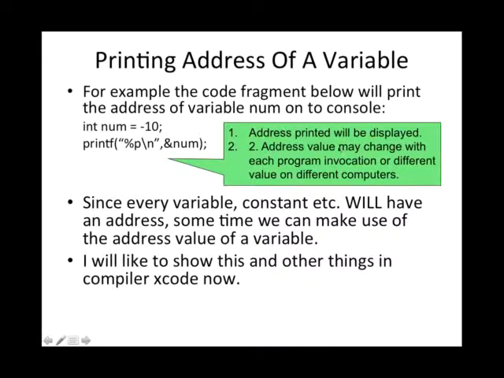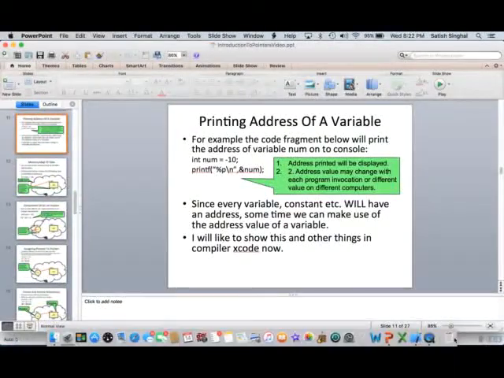And if you do that, address will be printed in hexadecimal, and operating system simply guarantees to you that when this variable is created, an address will be assigned. It doesn't guarantee where it will be assigned. In each invocation, it may end up at a different memory location. Since every variable, constant, etc. will have an address, sometimes we can make use of address of a variable. I would like to show those things to you in compiler Xcode and put concept of pointers in somewhat firmer background. So let's go to Xcode now here.